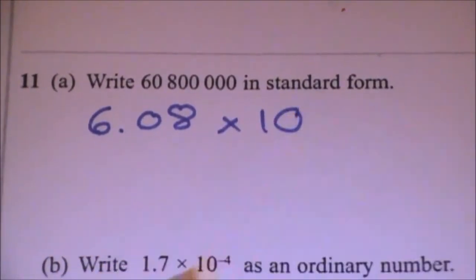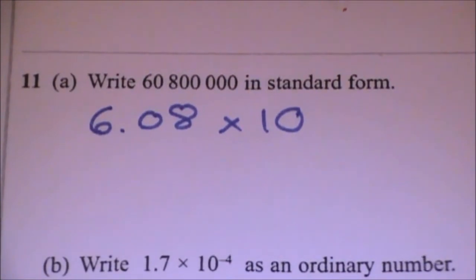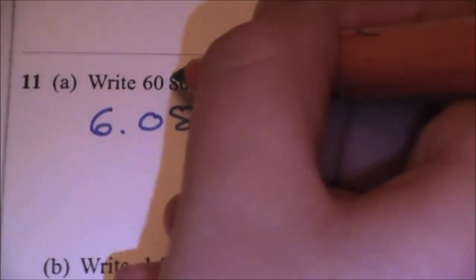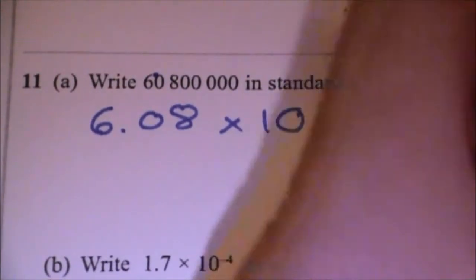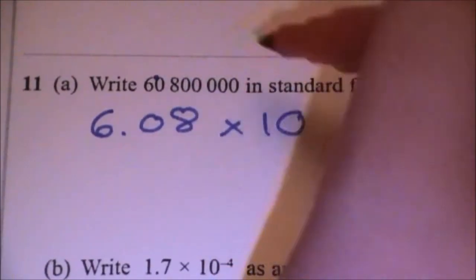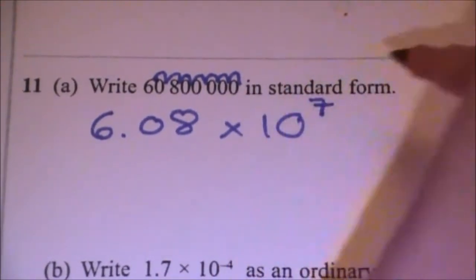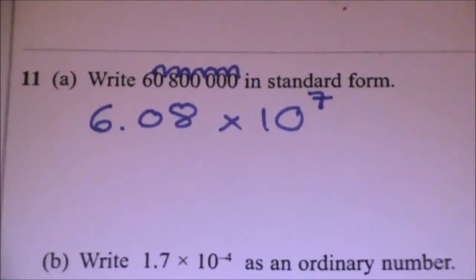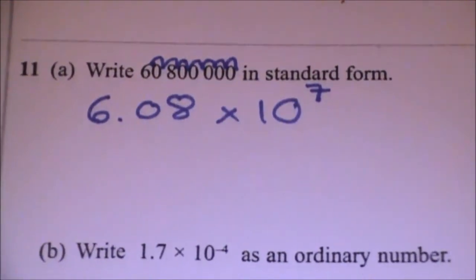Times by 10 to the power of however many decimal places you would need to get back to your original number. So I'm saying I want my decimal point there. So how many decimal places do I need to multiply by in order to get back? 1, 2, 3, 4, 5, 6, 7. So it's to the power of 7. Don't make the mistake of just counting the zeros and then putting that number in, because that doesn't work.